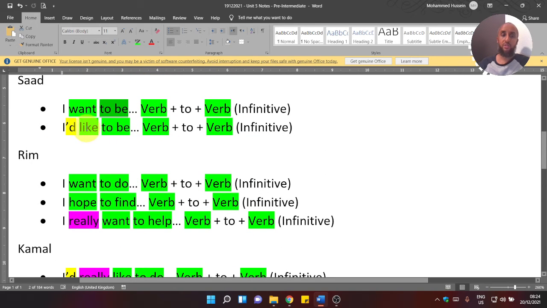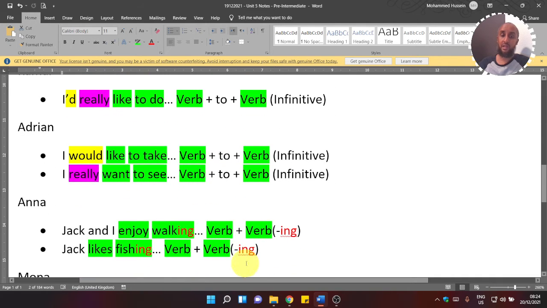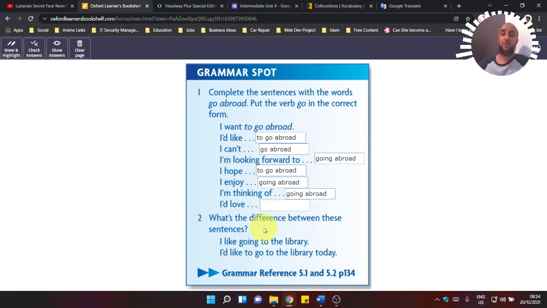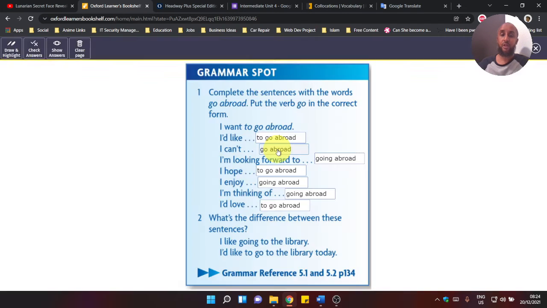So all of those with the words would like are followed by this pattern, right? It doesn't follow the ing pattern. I can't say I would like fishing. No, I would like to fish. All right, so here we're going to say I would love to go abroad. I would love to go abroad.